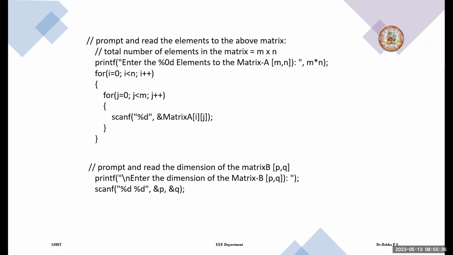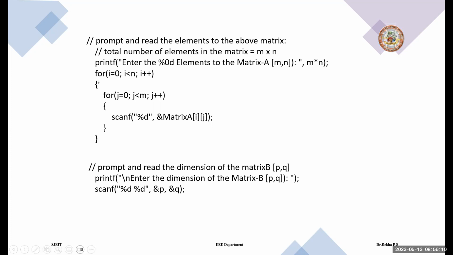Now we are supposed to prompt and read the elements of the above matrices, A and B. The total number of elements in the matrix is M cross N. So you have to input the elements to the matrix A. You have to prompt the user to enter the elements for the matrix A, using a for loop.